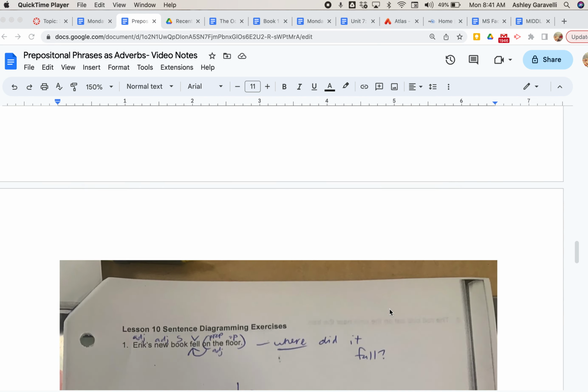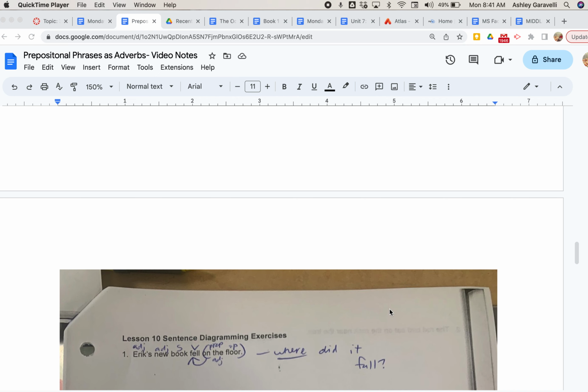Okay, so we're going to skip to this page. Okay, so I'm going to not show you this yet. So this sentence is Eric's new book fell on the floor. So I'm going to give you a second and I want you to label it. So the first thing I did was what? Put my prepositional phrase in parentheses. On is a preposition. The is an adjective. Floor is my OP. Then I'm going to start at the beginning.